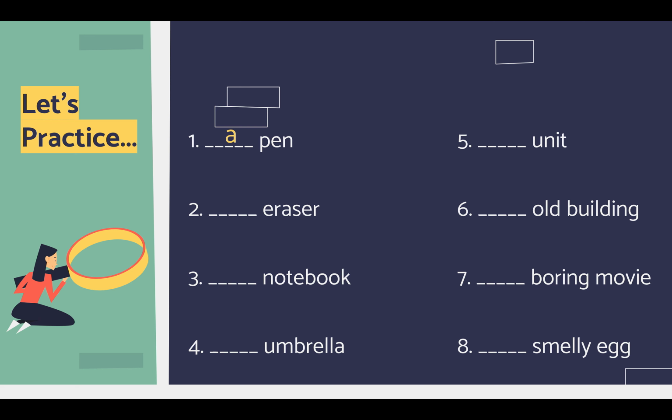We have a pen, an eraser, a notebook, an umbrella, because this is a vowel sound, a unit, because unit has that U consonant sound, an old building. For this one, remember to look at the adjective, not the noun. A boring movie, and finally, a smelly egg. Again, for number 8, look at the adjective smelly instead of the noun.